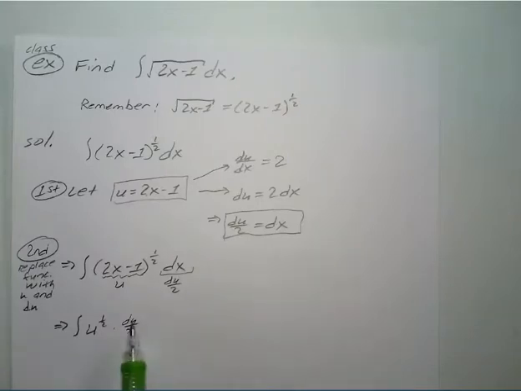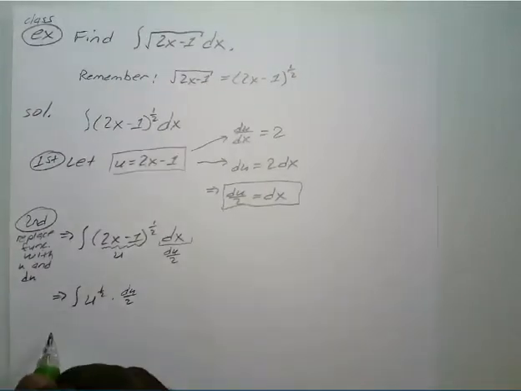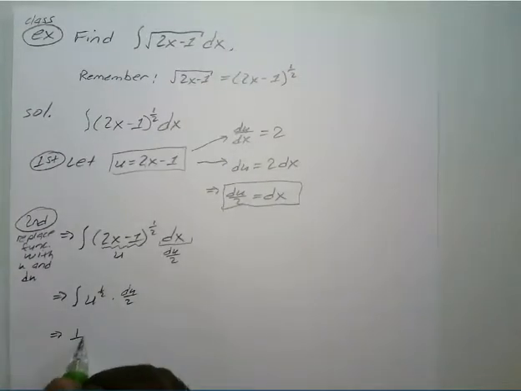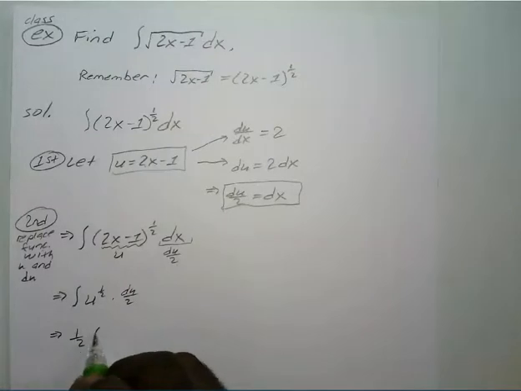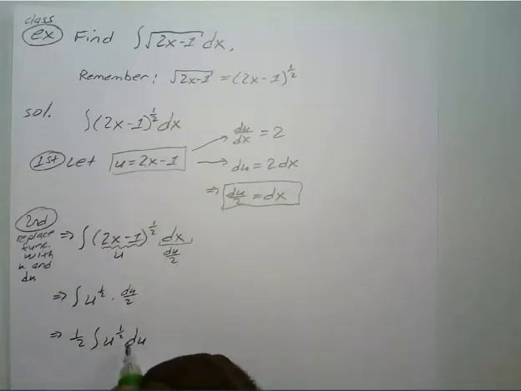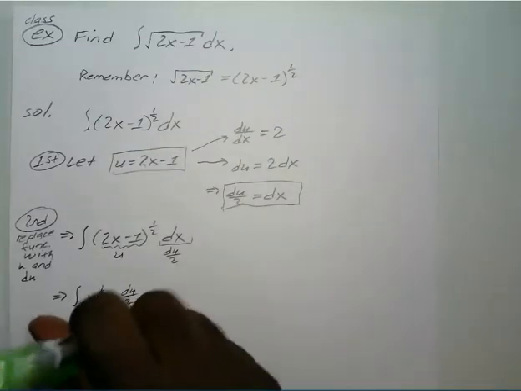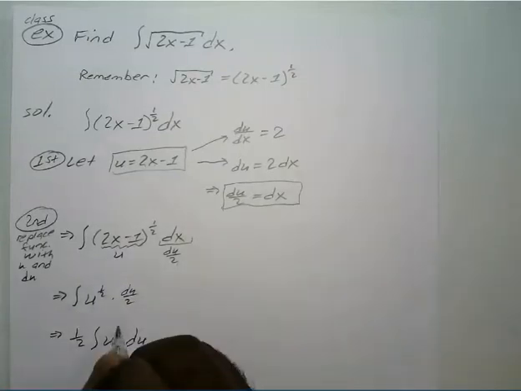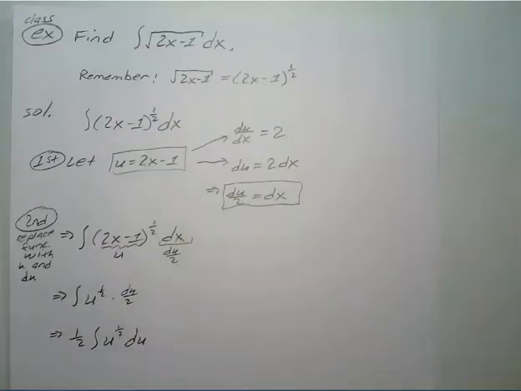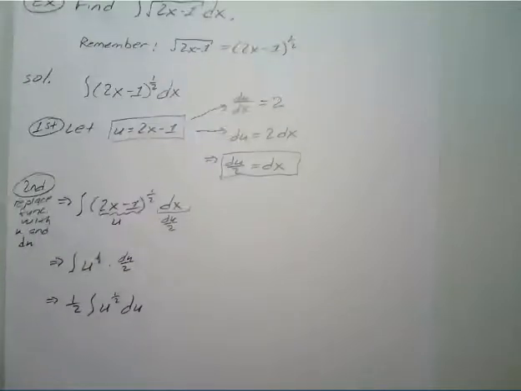Okay, but we want that du by itself, so we factor out that 2 in the denominator. So that ends up being 1/2 times the integral of u to the 1/2 du. Let me clean up that 1/2 power a little bit. There we go. All right, so from there we go ahead and integrate.